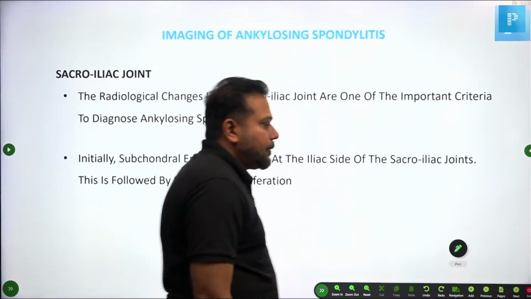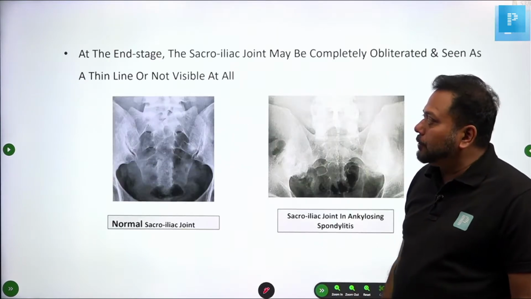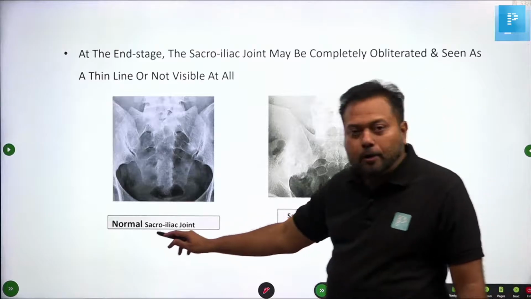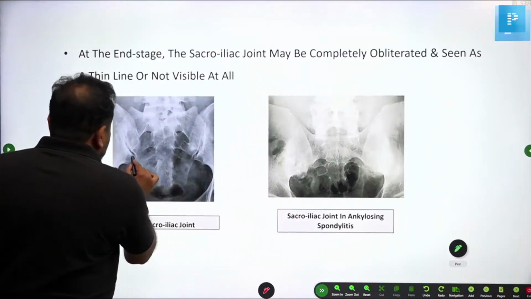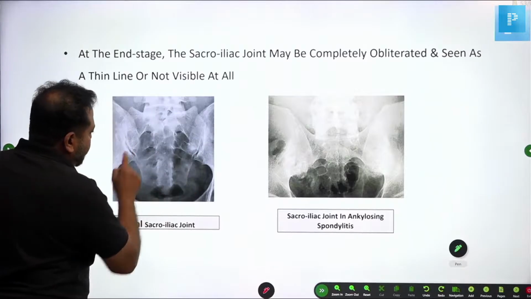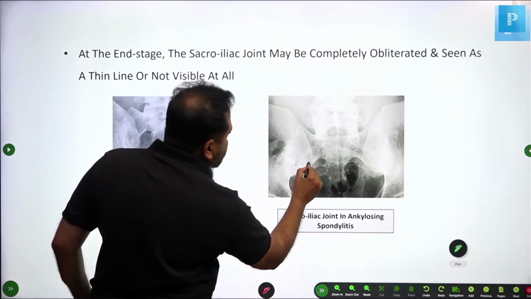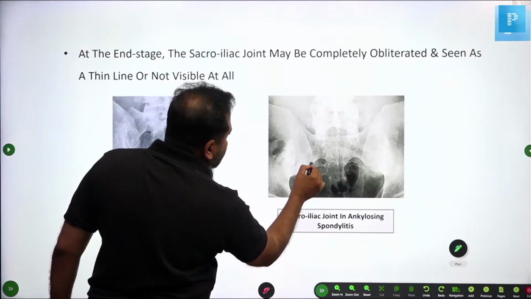Ankylosing spondylitis, quickly we will go through the radiological features alone. This is a normal sacroiliac joint. I am able to see a definitive gap between the sacrum and the ilium. This is normal. Here, when you see, you can't say where is the sacrum and where is the ilium, everything is smudged together.